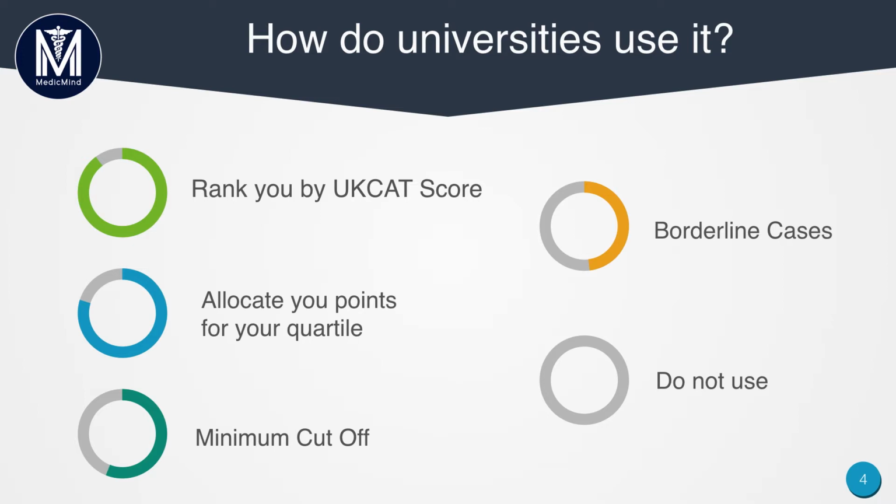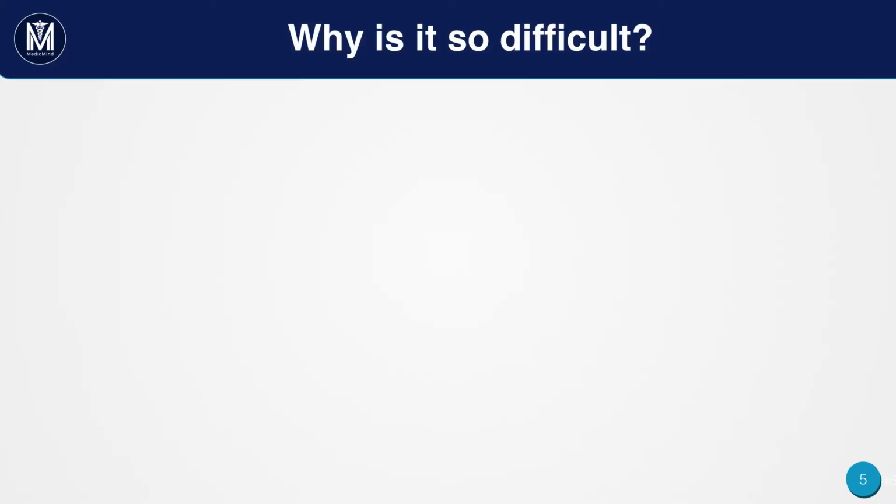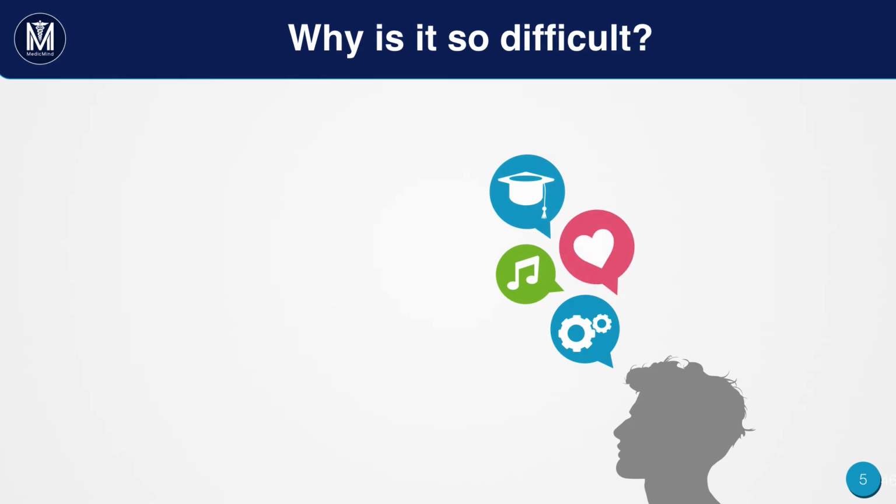For example, Cardiff only look at it when they have to differentiate between two candidates who otherwise have very similar applications. And there are some universities which don't use it at all. These universities could use the BMAT instead, or have no aptitude test at all. So you may ask, why is it so difficult? Well, there's so many different aspects to consider.